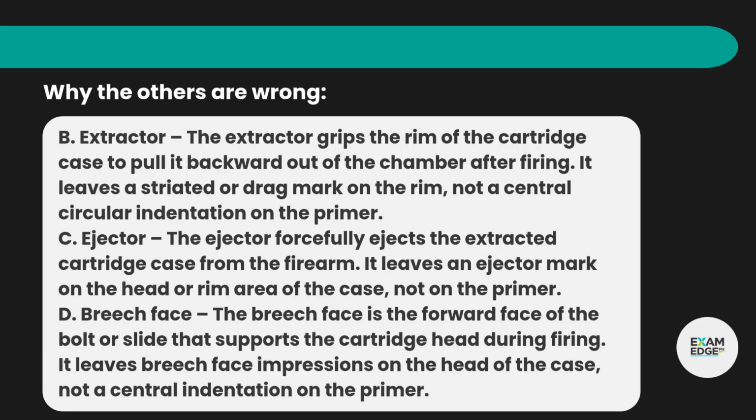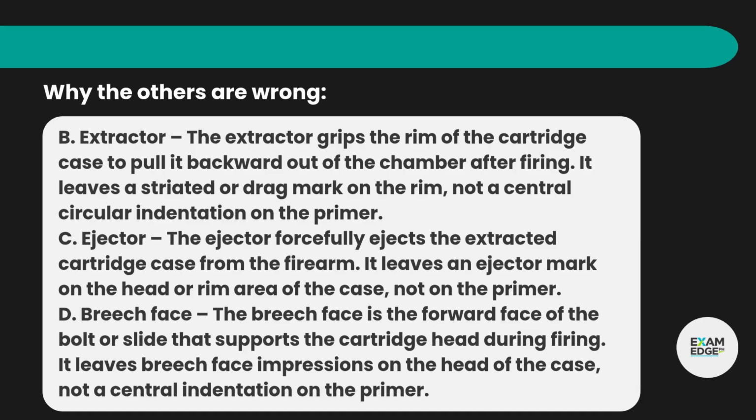Why the others are wrong. B. Extractor. The extractor grips the rim of the cartridge case to pull it backward out of the chamber after firing. It leaves a striated or drag mark on the rim, not a central circular indentation on the primer. C. Ejector. The ejector forcefully ejects the extracted cartridge case from the firearm. It leaves an ejector mark on the head or rim area of the case, not on the primer.